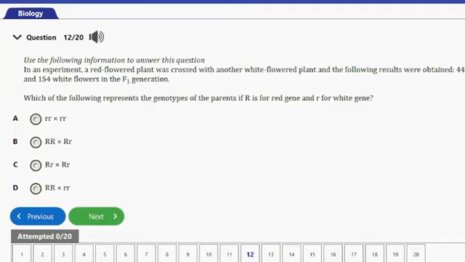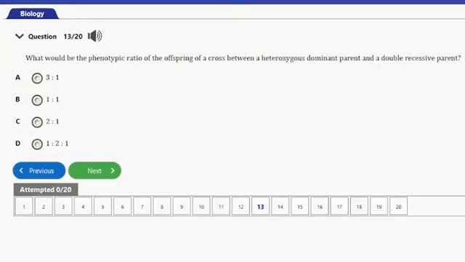So with that, the only possible combination here that will yield phenotypically the plants in their ratio 3:1 is option C, and that's heterozygous R crossed with heterozygous R. So that's it for that question, guys. Let's go ahead and consider the next question.